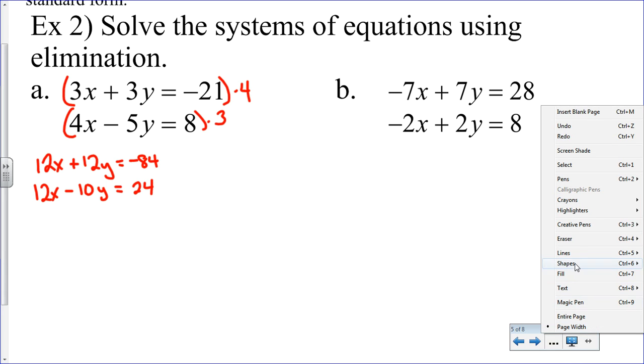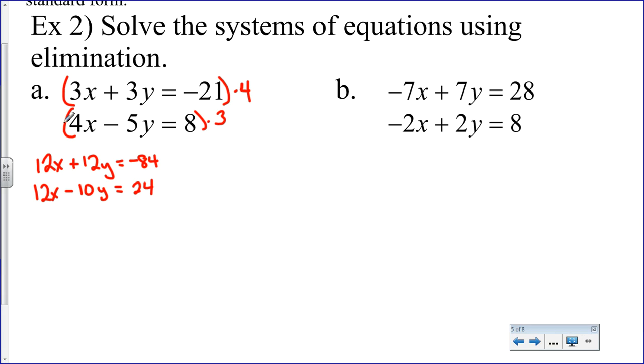So now if I look at these closely, I'm going to compare my coefficients. I have 12x and 12x. Think back to the last lesson. Do these actually cancel? Because they're both positive, they don't. So we went through and we just changed our signs for everything in one of the equations so that they did. So I'm going to make that 12 negative, the 10 positive, the 24 negative. Now those cancel. So 12y plus 10y is 22y. And if I add negative 84 and negative 24, I get negative 108.